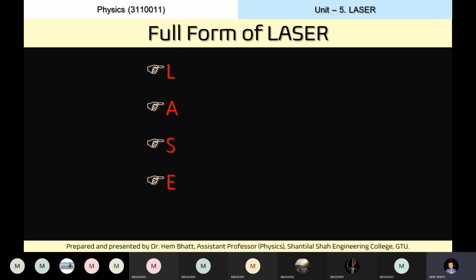Laser is an acronym. Laser is the short form of what? L for light. For light, very good. A for amplification. Okay, light amplification.